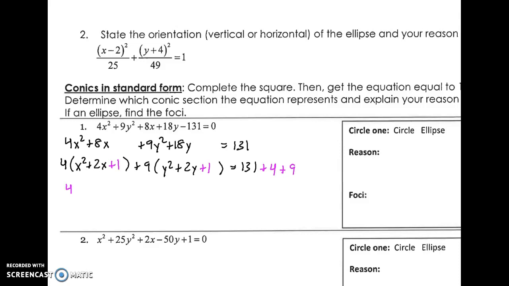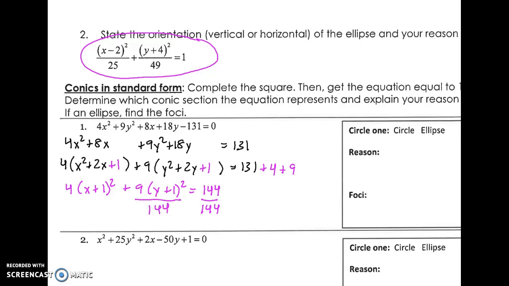Now we go through and factor this, so this would be 4 times x plus 1, the quantity squared, plus 9 times y plus 1, the quantity squared, equals 131 plus 9 is 140, plus 4 is 144. Now, this is what the standard form of an ellipse looks like, and that's not quite there. So what we now need to do is divide both sides by the number on the right, because that'll make the right side equal to 1.